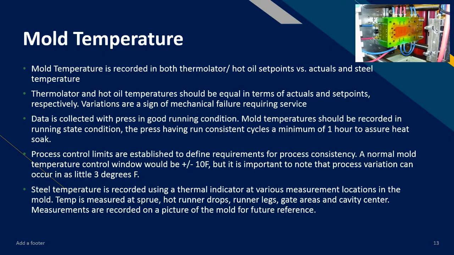Steel temperature is recorded using a thermal indicator at various measurement locations in the mold. Temperature is measured at the sprue, hot runner drops, runner legs, gate areas, and the cavity center. Measurements are recorded on a picture of the mold for future reference.